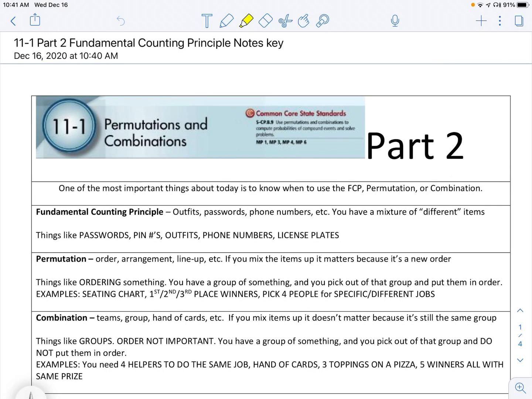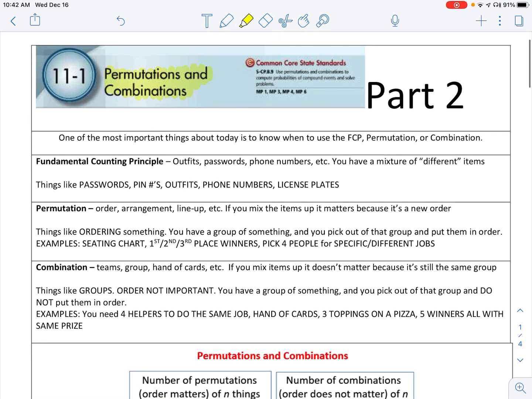Hey everybody, moving into the second part of 11-1, we're going to talk about permutations and combinations. Now this is where the curriculum actually wanted us to start. Yesterday we talked about the fundamental counting principle. I just thought it'd be good to introduce that again from Algebra 1. So today we're actually moving into the Algebra 2 part of it.